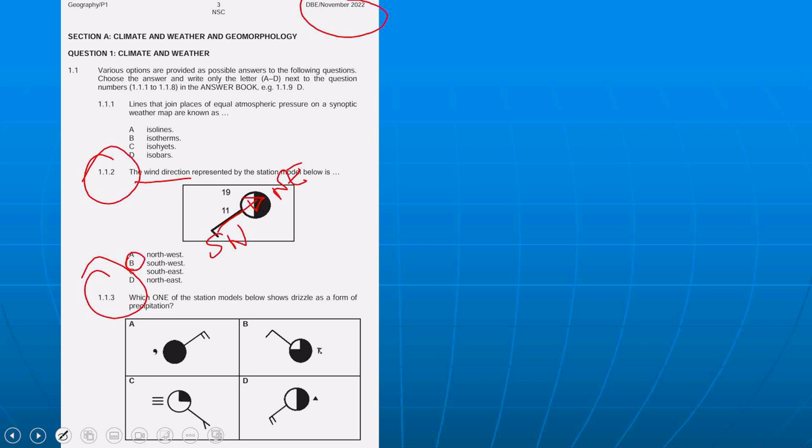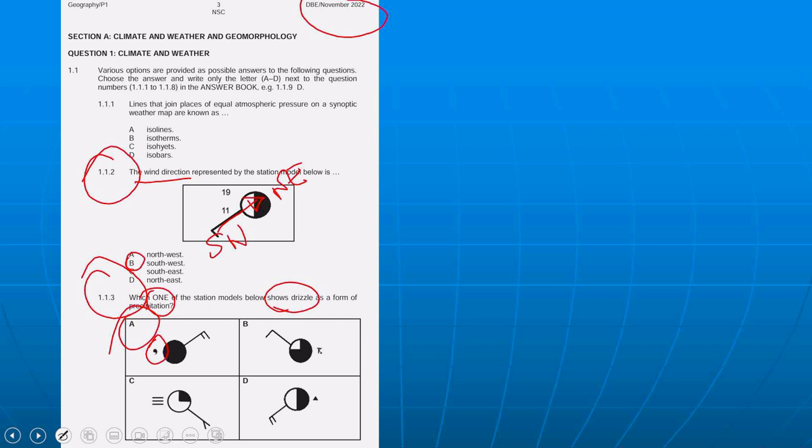Now let's look at 1.3. Meaning you've got to choose between A, B, C, or D. Which one of the station models below shows drizzle as a form of precipitation? So you remember drizzle. So your answer will be A. It is just an exemplar of how a weather station model can be asked.